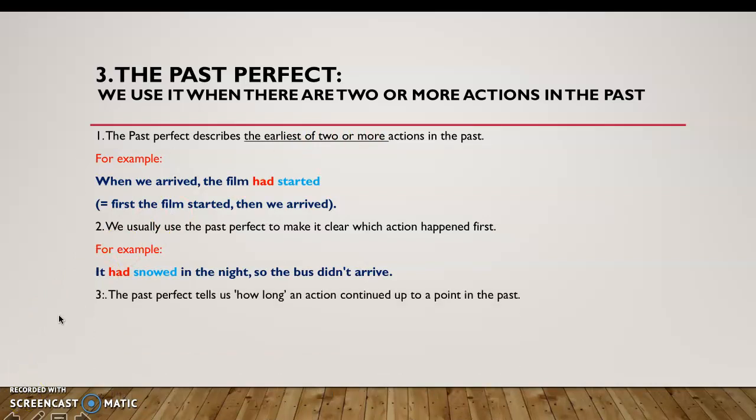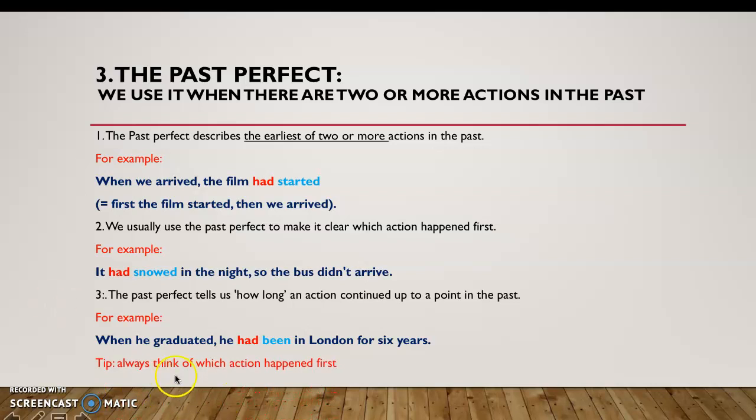Now, the past perfect also tells us how long an action continued up to the point in the past. That sounds a bit complicated, but let's have a look at an example. When he graduated, he had been in London for 6 years. This is the activity that he was doing before he graduated. It's the earliest of two or more actions in the past. So I know this sounds a little complicated, but here's my tip. Always think of which action happened first in the past. And that one you put in this form, had, and the third form of the verb.